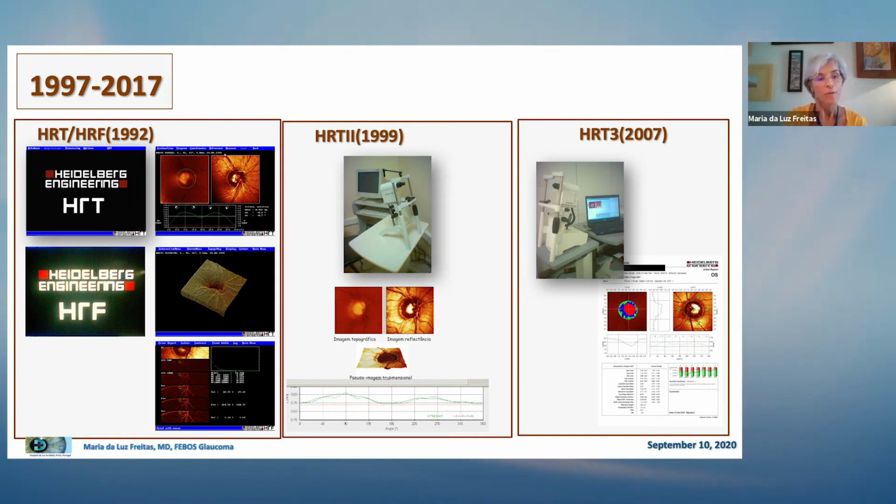I had the privilege of working with the first HRT and its following evaluations. As well, I did some studies with the Heidelberg fluorimeters.